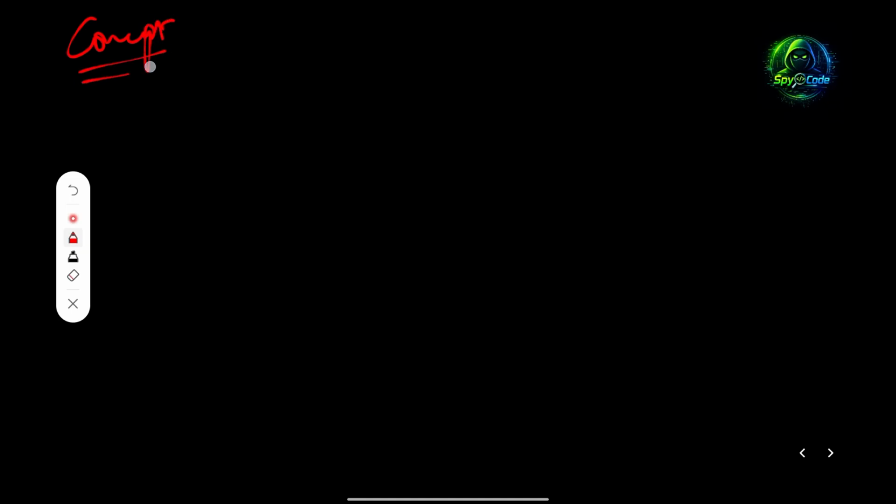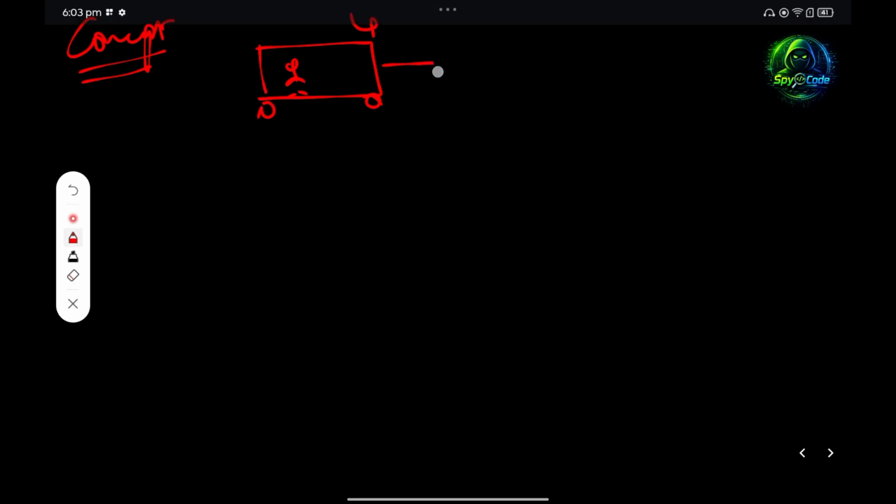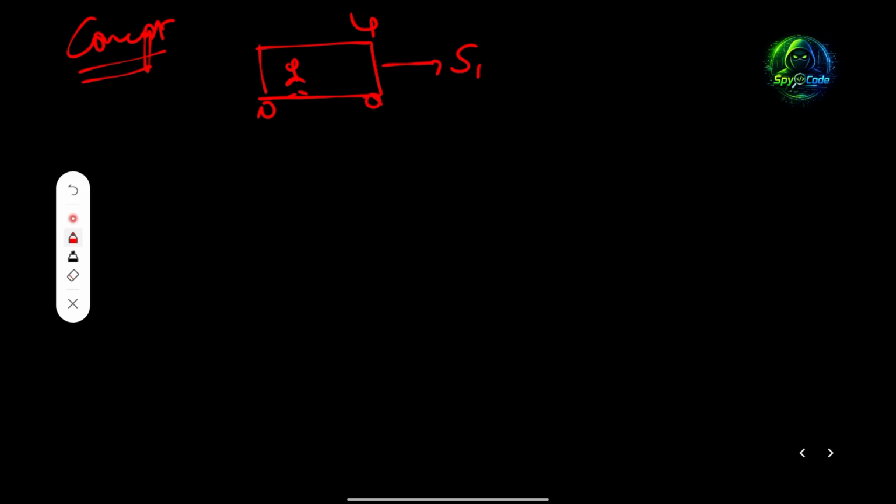The concept is a train crossing a person inside another train. So this is the person sitting inside a train. This is train 1, with length L1 and speed S1. Here another train has to cross the person sitting in this train.